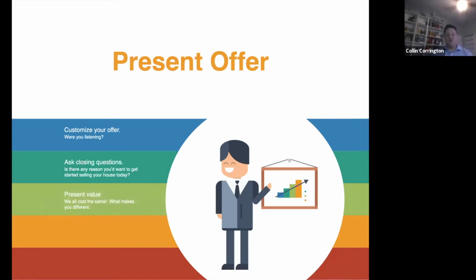Present value. Guys, you have to show value. Here's the problem. Every realtor costs the same amount. Not everyone. Yes, there are discount brokerages, whatever. Who cares? But most of the time, if you're going to sell somebody's house, you're asking for 6%. If they're interviewing realtors, you've either had people in front of you or people behind you. What is the difference, and why will people not want to pay the same amount? There's no value to them.